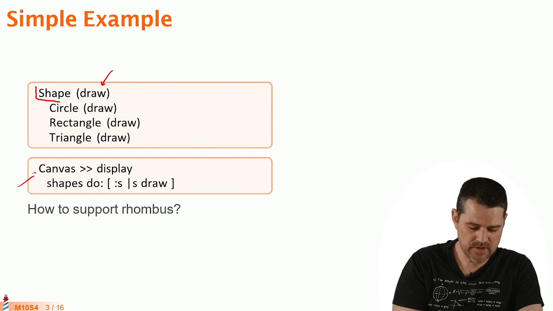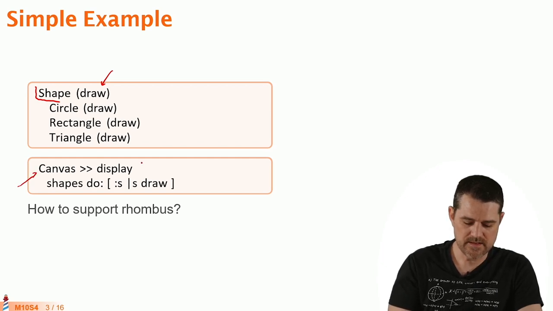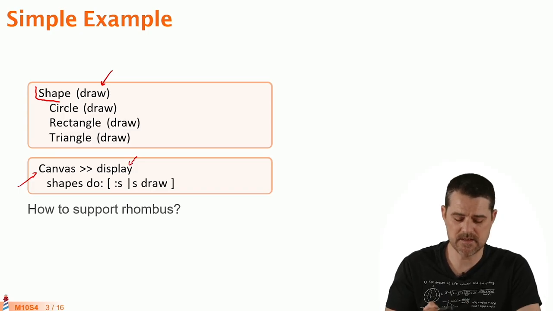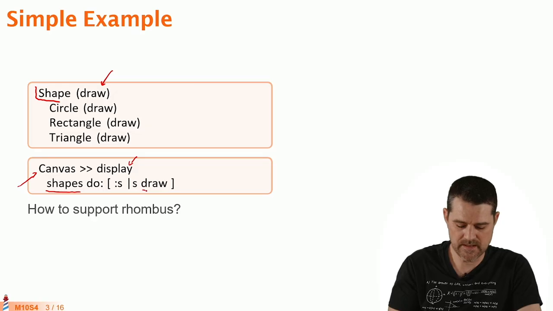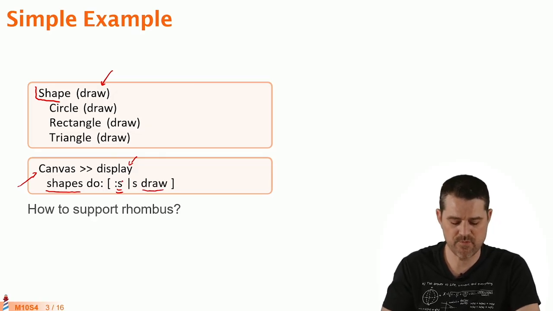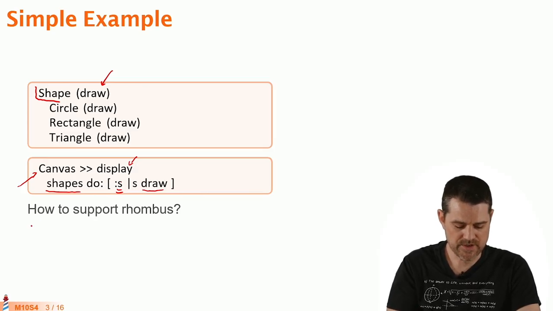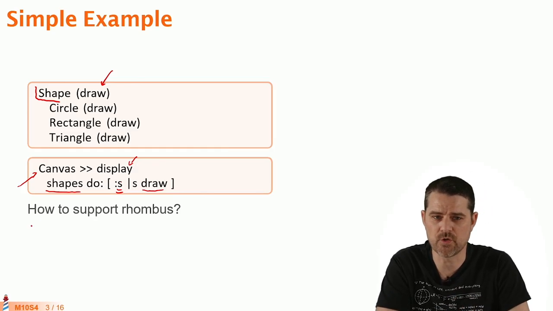Okay, and now we have a client, Canvas, that implements the method display, and inside this method, we will manipulate a collection of shapes by sending each of them the draw message. And now each shape will answer accordingly because of the lookup. And now the question is, how can we support Rhombus in this kind of design?